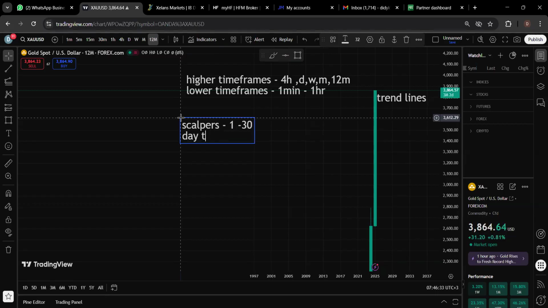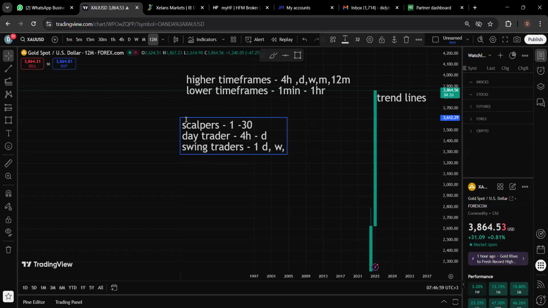Then we have day traders. Day traders are guys who can place a trade and hold the entire day. They can make use of 4 hours all the way to the daily time frame. Then we have the other kind of traders, we call them the swing traders. Swing traders can hold a trade for 1 day, for the whole week, for the whole month, or for the whole year.